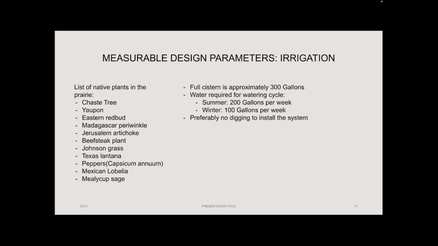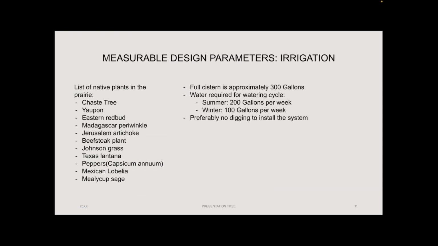For the irrigation team, they needed to know what plants are growing there, because some trees and plants might use more water than others, and they have to account for that accordingly. So here's a list of plants that are native to the Texas prairie, and we also need to know about the water use and everything.